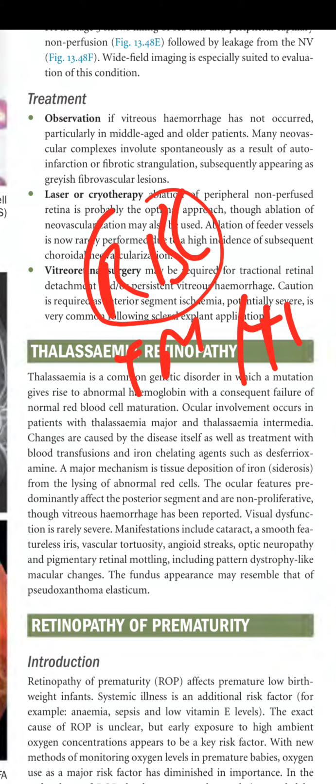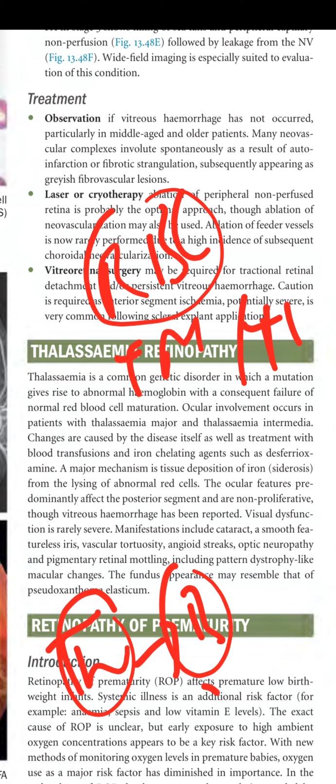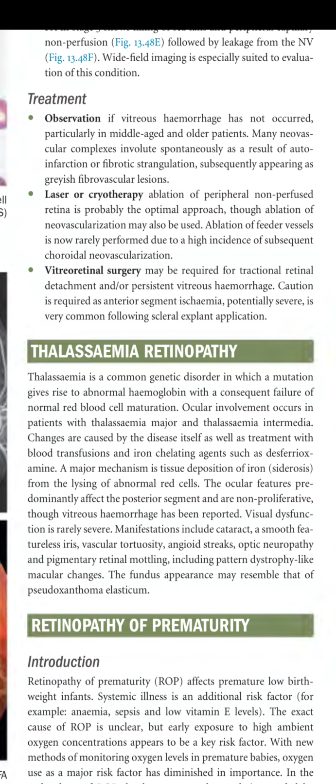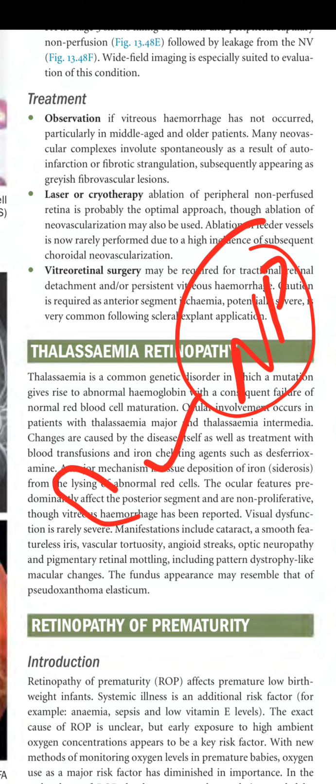Changes are caused by the disease itself as well as by treatment with blood transfusion and iron chelating agents such as desferrioxamine. Thalassemia is usually treated by blood transfusions, and desferrioxamine is given to reduce the iron level. So these treatments can also cause disease. A major mechanism is tissue deposition of iron, which is siderosis, from breakdown of the abnormal red cells. The ocular features predominantly affect the posterior segment and are non-proliferative, though vitreous hemorrhage has been reported.